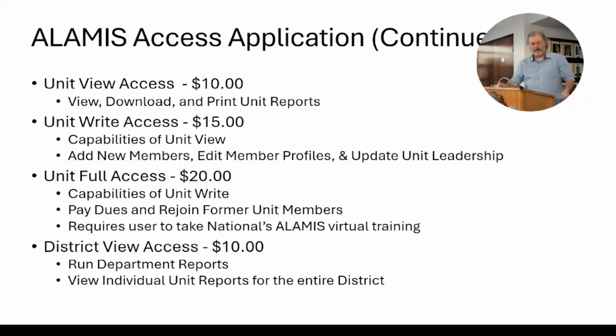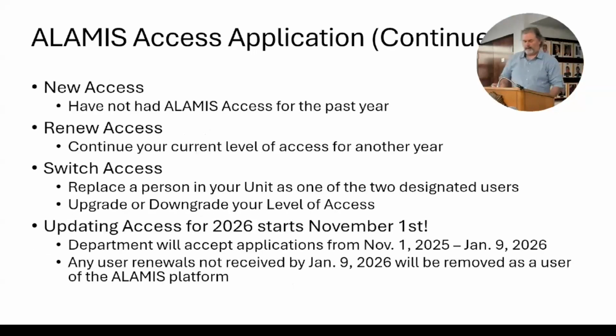All right. So I do want to go on to the different types of access. New access is going to be somebody who has not had ALA-MIS access for the past year. So if you're new or you were in ALA-MIS 2 years ago, you didn't have it last year, you would be added as a new access. Renew access is going to continue your current level of access for another year, just like your membership. So if you renew that, then you keep your access going.